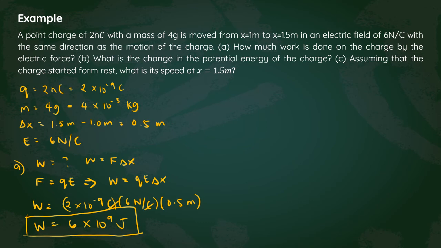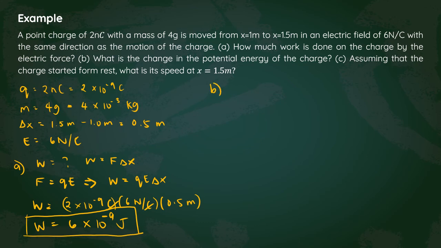So the work that is done by moving the point charge of 2 nanocoulombs from 1 meter to 1.5 meters is 6 times 10 raised to negative 9 joules. Next, let's proceed to question B.